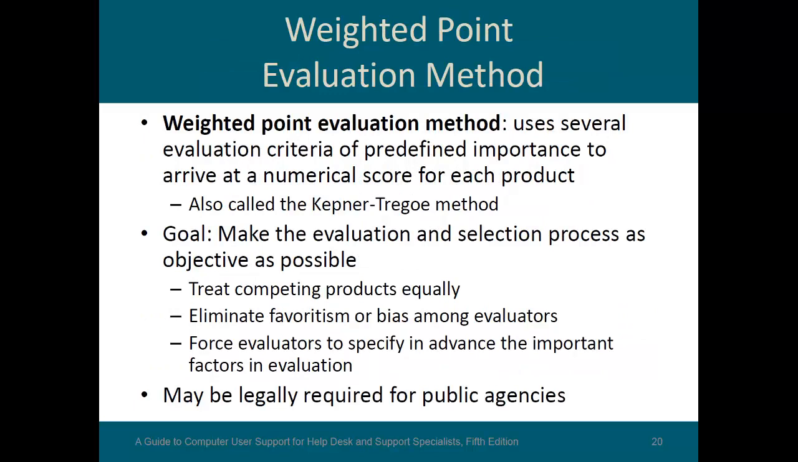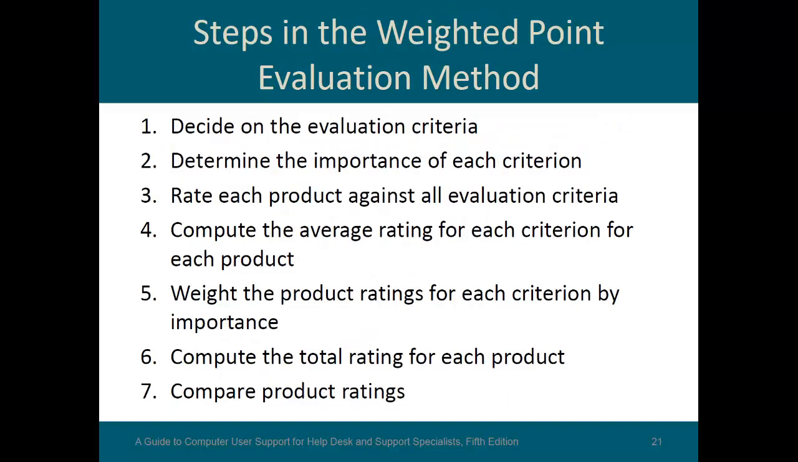Weighted point evaluation method. This is something that will show up on some quizzes. It uses several evaluation criteria of predefined importance to arrive at a numerical score for each product, also called the Kepner-Tregoe method. The goal is to make the evaluation and selection process as objective as possible. Treat competing products equally, eliminate favoritism, and force evaluators to specify in advance the important factors in the evaluation. It may be legally required for certain public organizations.